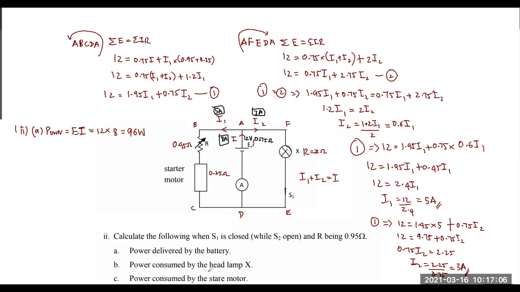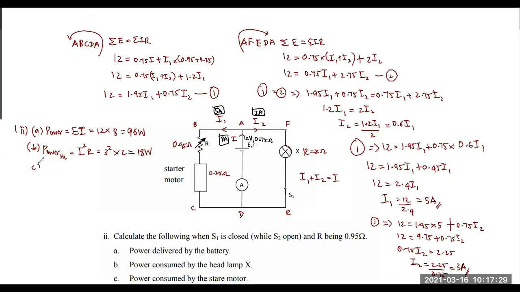Power delivered by a battery is determined by EMF multiplied by the total current coming out of the battery. Okay. Power consumed by headlamp, B. For that, you can use the equation I squared R. So what is the current going through the headlamp? 3 ampere. So that is 3 squared into the resistance of the headlamp, 2 ohm. We found it already. So that is 9 into 2, 18 watt.